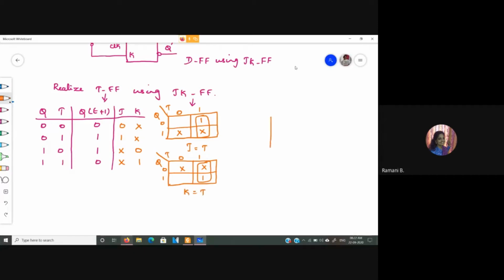Okay, implementing this, we have the graphical symbol. So this implies the negative edge triggered clock. Then we have J and K, Q and Q bar. And here J is equal to T and K is equal to T. So straight away you have this one. So this is a T flip-flop using a JK flip-flop.